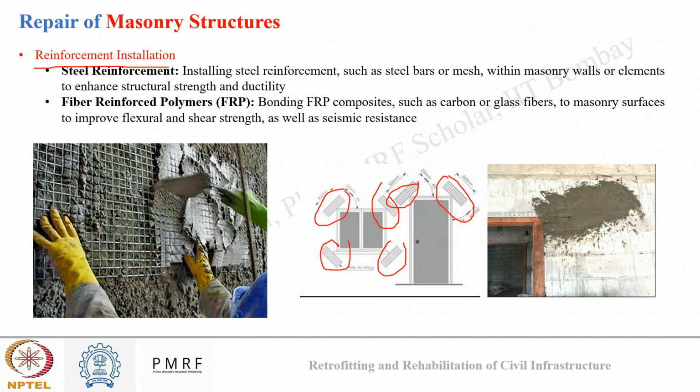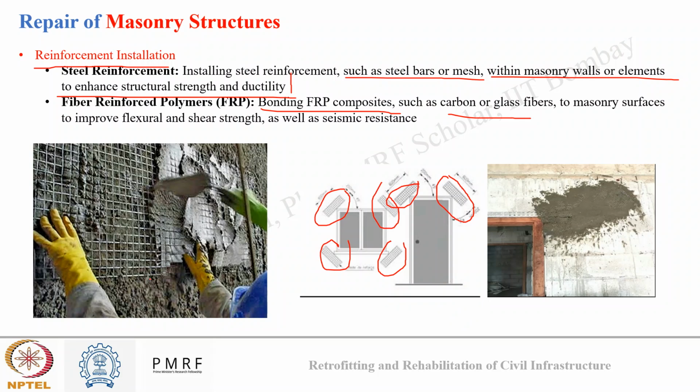Now there are two types of reinforcement that can be used: either steel reinforcement such as steel bar or mesh within the masonry walls, to enhance the structural strength or ductility, or we can use fiber reinforced polymers also, where bonded FRP composites such as carbon or glass fibers are used to improve the flexural strength and shear strength of masonry as well as seismic resistance.